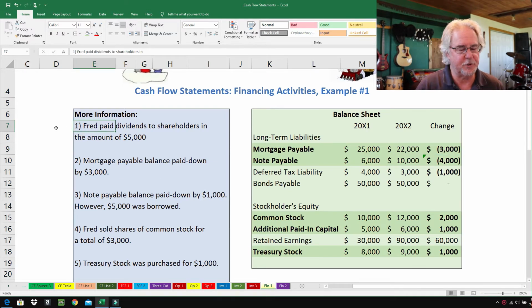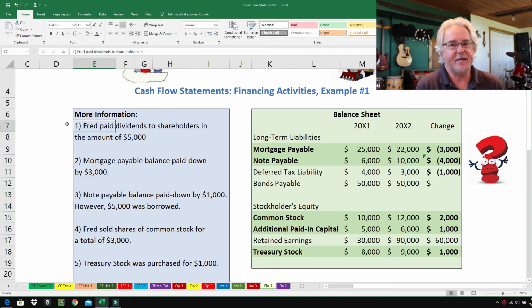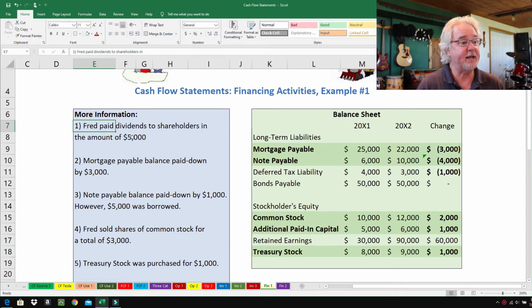One thing that we need to know is, did Fred's company here, the snowblower company, pay out any dividends? Well, where do you find dividends? You would look at the statement of changes in stockholders' equity. That would tell you if any dividends were paid out. And it looks like Fred paid out $5,000 worth of dividends. So that's going to be very important here. $5,000 in dividends paid. And of course, we have the mortgages payable that was paid down by $3,000.